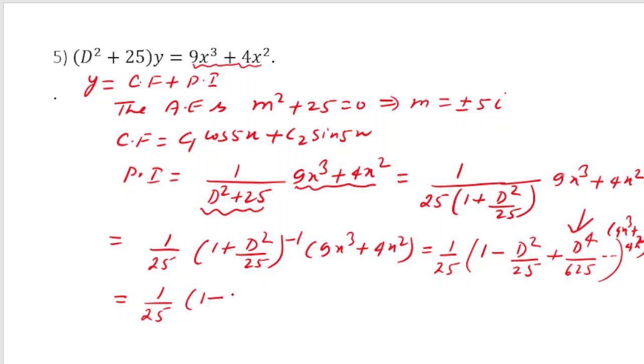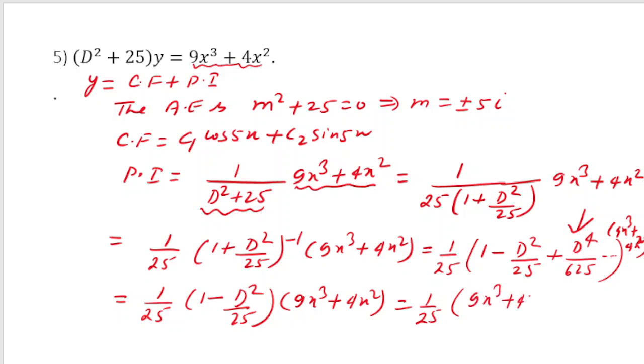So you have to basically write 1 by 25, 1 minus d square by 25, and that we have to operate on 9x cube plus 4x square. So how do you operate? 1 by 25 is as such, 1 into 9x cube plus 4x square, and minus 1 by 25 again. I hope it is okay. If I have taken 25 common, it is 1 by 25, and it is d square by 25.